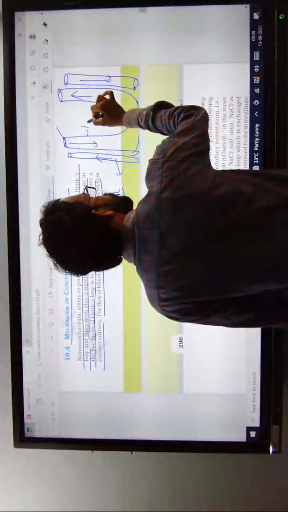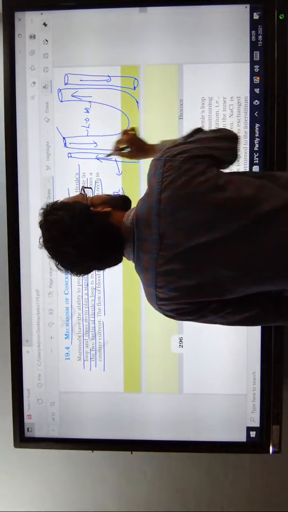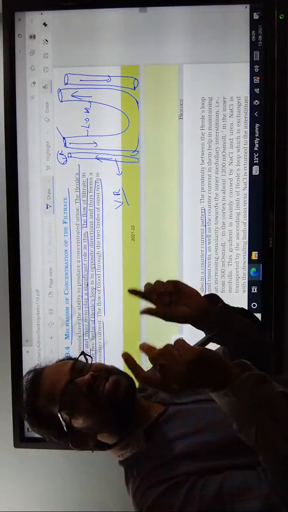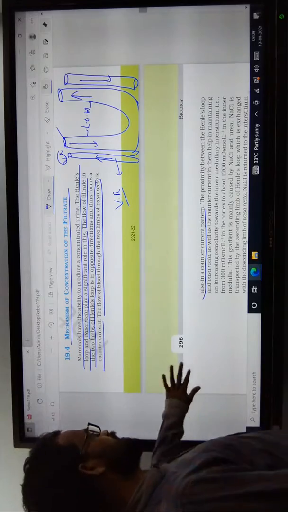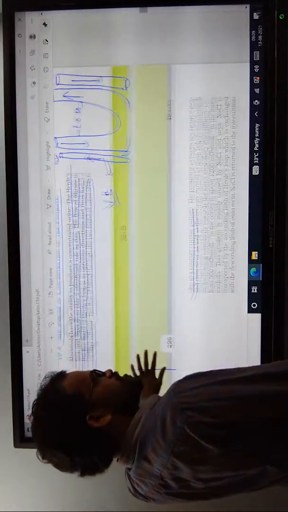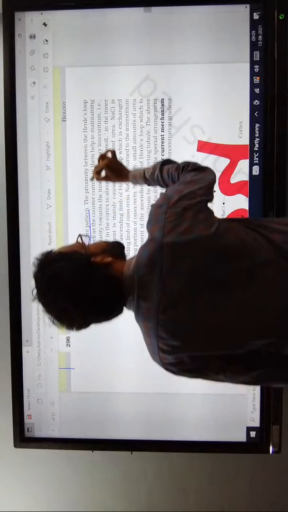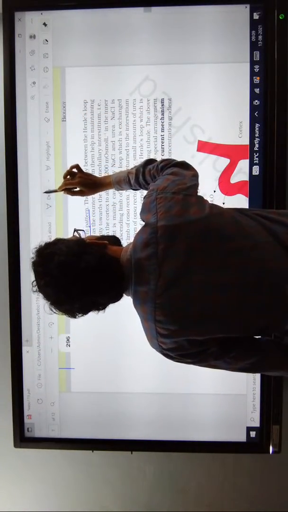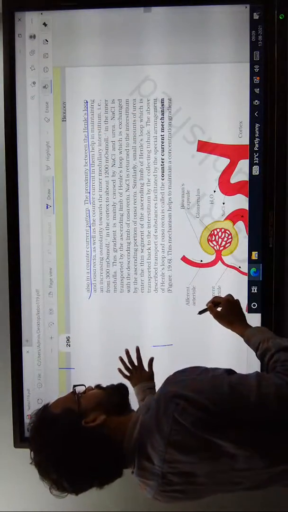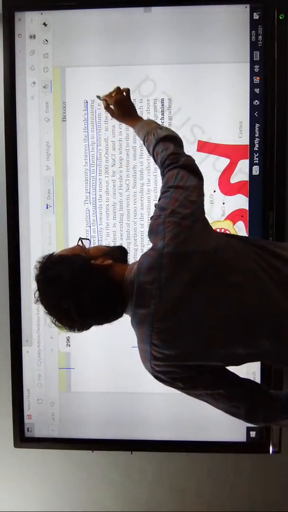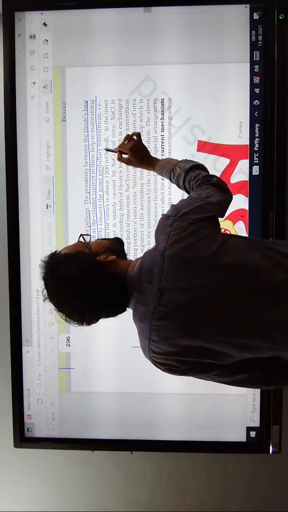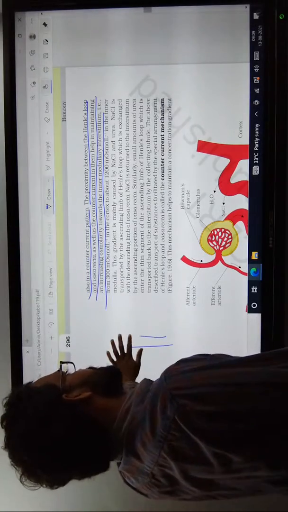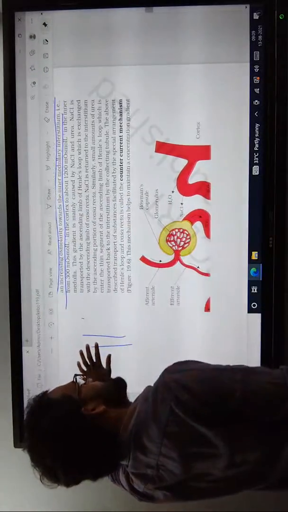That is the loop of Henle, and that is the vasa recta. In the vasa recta, flow takes place in opposite directions. The proximity between the Henle loop and the vasa recta, as well as the counter current, helps increase the osmolarity of the interstitial medullary fluid.